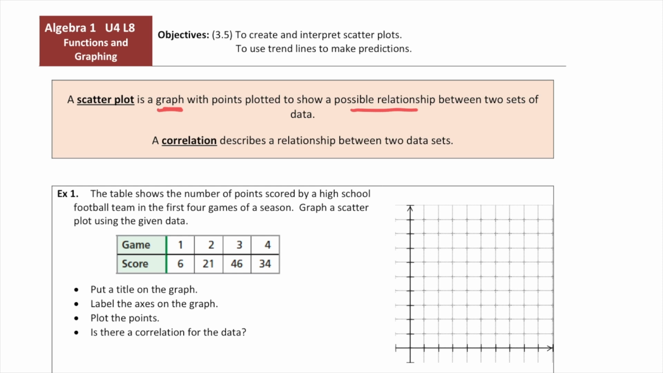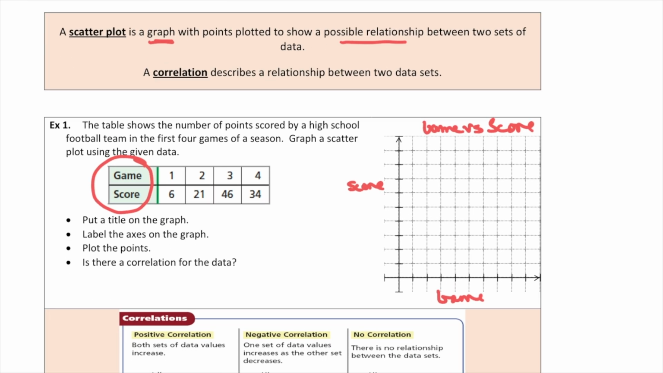For example 1, we are going to make a scatterplot with the data that's been given. We need to put a title on the graph, so we might put game versus score at the top. You get to make your title. My independent variable is going to be game. We'll label that on the bottom, and score is going to be dependent on which game we're looking at.